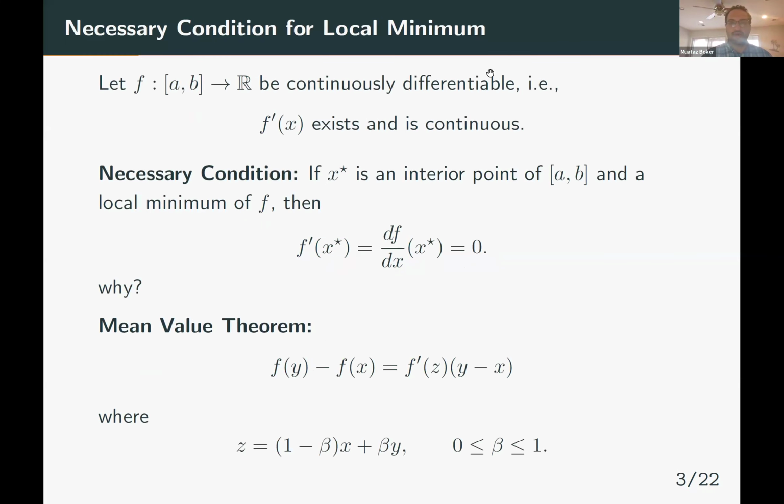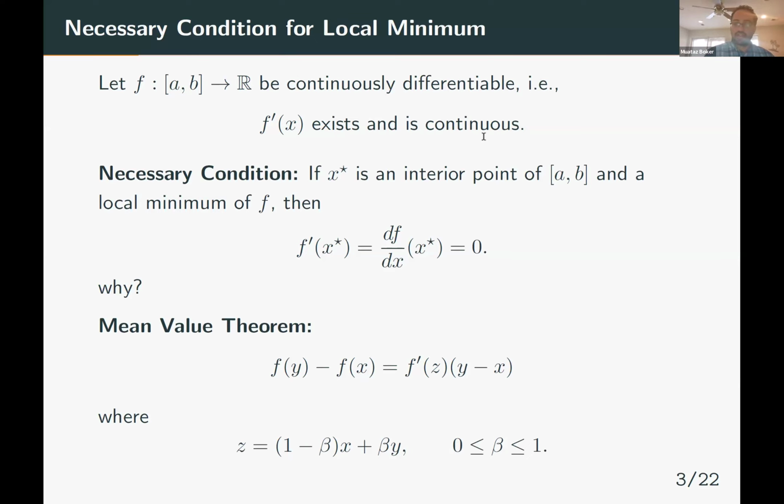So now let's talk about the necessary condition for a local minimum. So let f be a scalar function. It takes in x on the domain [a, b], and it gives me output on the range R. Be continuously differentiable. So when we say continuously differentiable, it means that the derivative of f, or f prime, exists and is continuous.